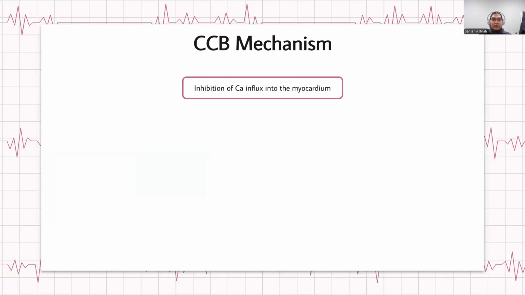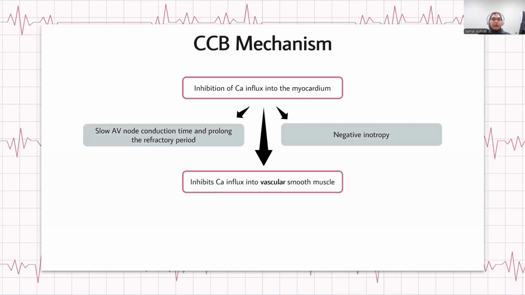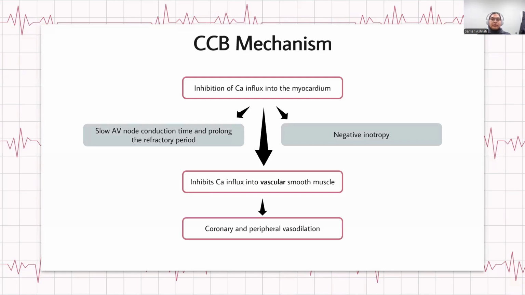Digging more into the mechanism of calcium channel blockers, I mentioned that they inhibit the calcium influx into the myocardium, which will slow that AV node conduction time and prolong the refractory period, also contributing to that negative inotropic effect that we want, which is going to help decrease that heart rate. But not only does it inhibit the calcium influx in the myocardium, but it also inhibits it into the vascular smooth muscle. That causes peripheral vasodilation, coronary vasodilation as well. So this plus that negative inotropic effect that we see will ultimately lead to that decreased blood pressure and hypotension that we're seeing in these patients.